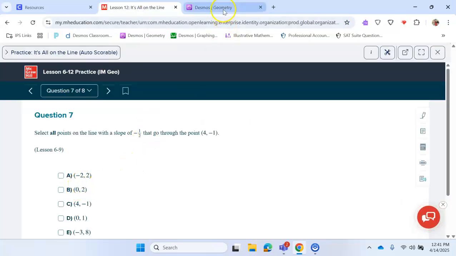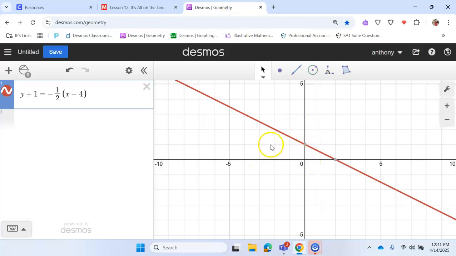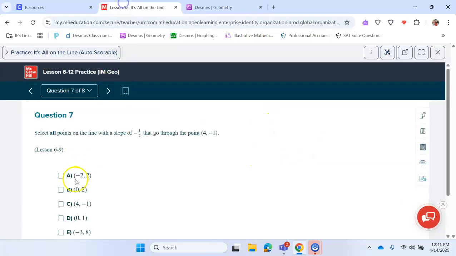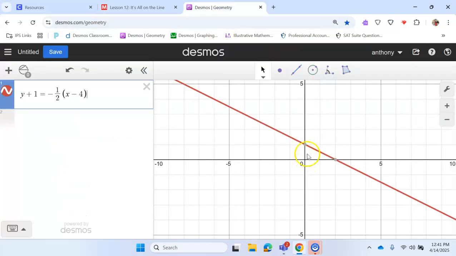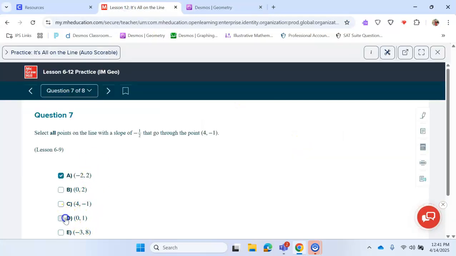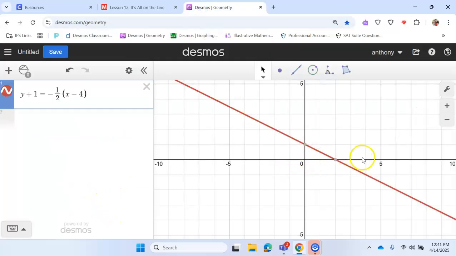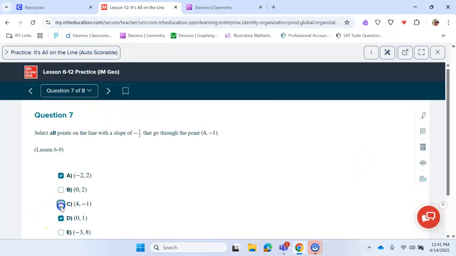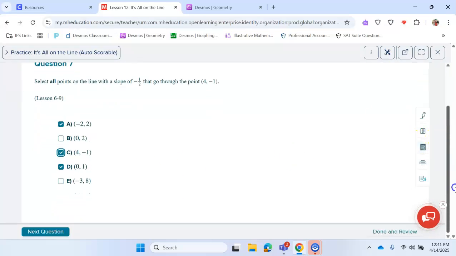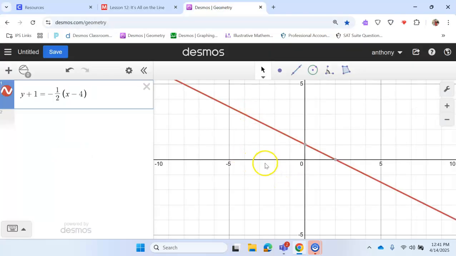They want to know if these points are on the line. Left 2, up 2. It is on the red line. That is correct. The y-intercept is 2? No, the y-intercept is 1. Right 4, down 1 is on the red line. Left 3, up 8 is not on the red line.